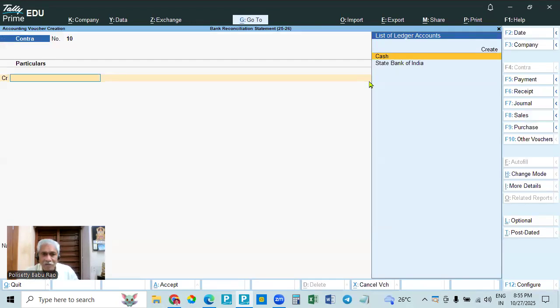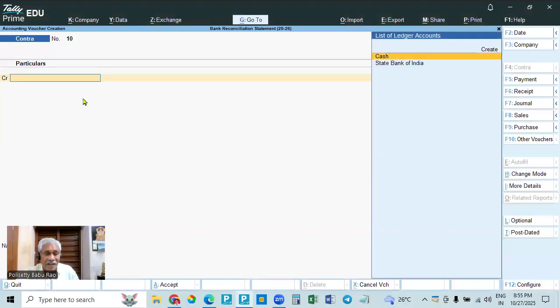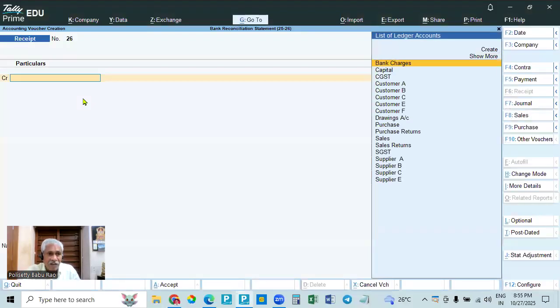Okay. And the voucher, what is this one? Here, 1 lakh we received by net. From where we received? We don't know from where we received. Not from here, supplier is given. But here nothing is given. That is why we received the money. Bank account is to be debited. Received the money. Take F6.